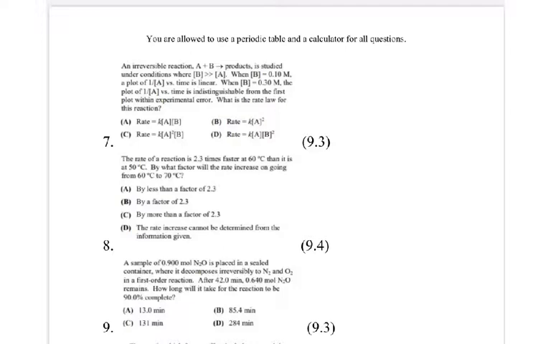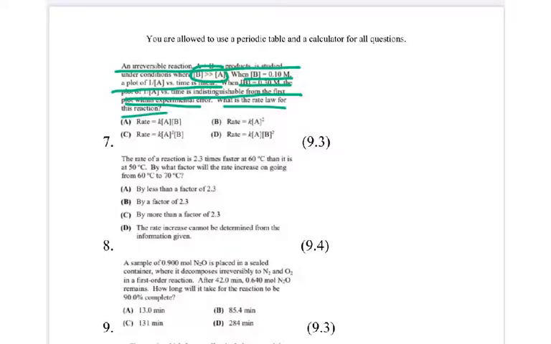Now, number 7: an irreversible reaction, A plus B to products, is studied under conditions where B is much greater than A. So they did something called swamping. When B is 0.10 molar, a plot of 1 over A versus time is linear. When B is 0.3 molar, the plot of 1 over A versus time is indistinguishable from the first plot within experimental error. What is the rate law for this reaction?